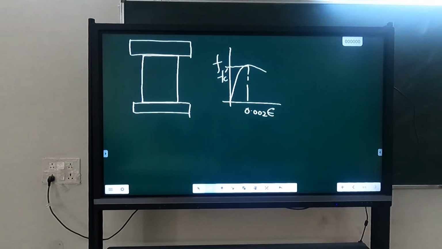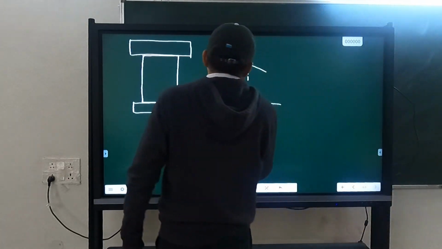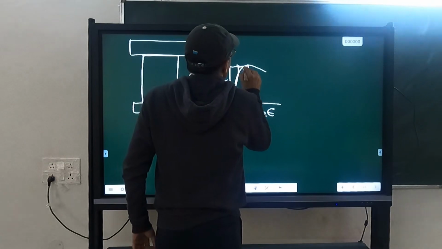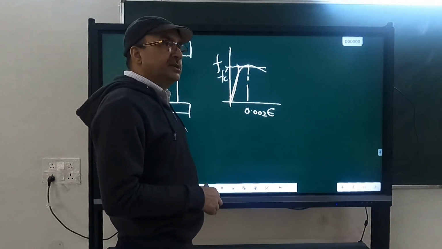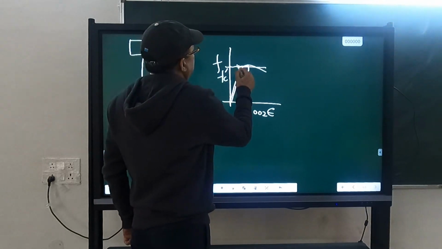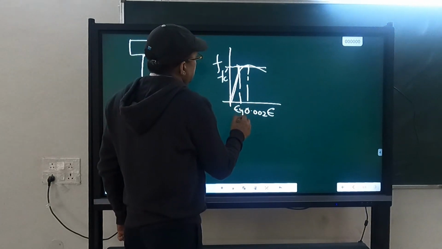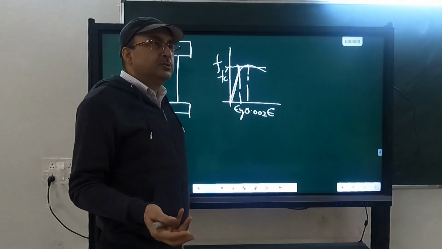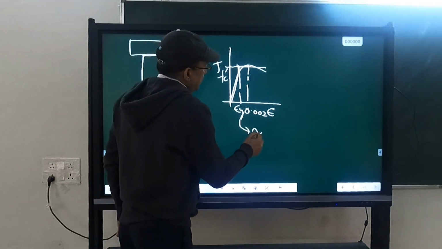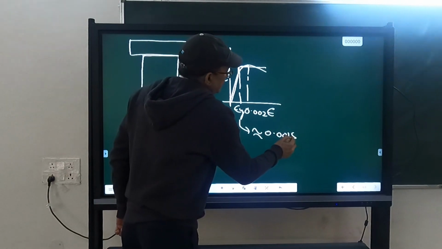But somewhere it must be yielding. So how to define the yield point? I told you the method: wherever the yield point is not clear from the stress-strain curve, we do equivalent bilinearization of this curve. So this is the equivalent bilinearization. Then where is the yield strain? This is the yield strain. How much will it be? Less than 0.002. Roughly, it is taken as 0.001.